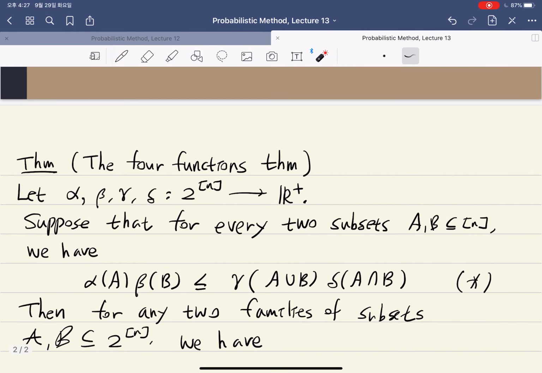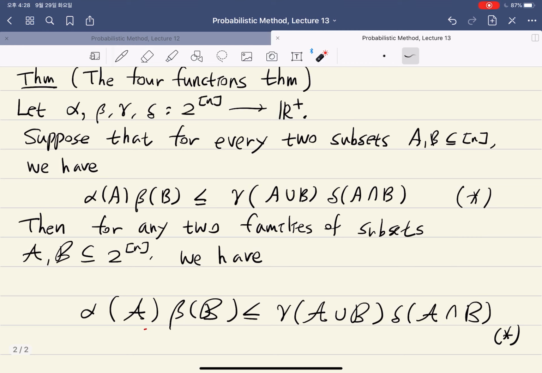So now we want to prove this four function theorem. Let's recall that we have these four functions defined on the subsets of bracket n, and it satisfies the following property. For any two sets A and B, if we compute these two functions, then this inequality holds.